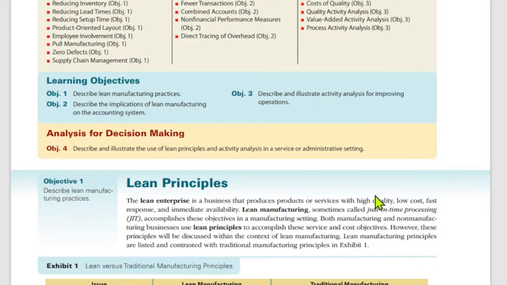Kumbaga, you are achieving quality while minimizing the cost. So yun yung konsepto nung lean. So when we look at a lean enterprise, it is a business that produces products or services with high quality, low cost, fast response, and immediate availability. Kaya nga minsan tinatawag din itong just-in-time processing concept. Kasi 'di ba ganun 'yon? Low cost pero hindi naapektuhan naman yung quality. So that is the concept of the lean principle.